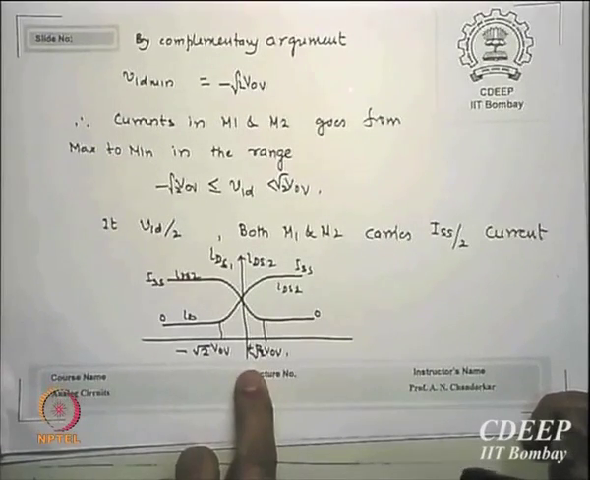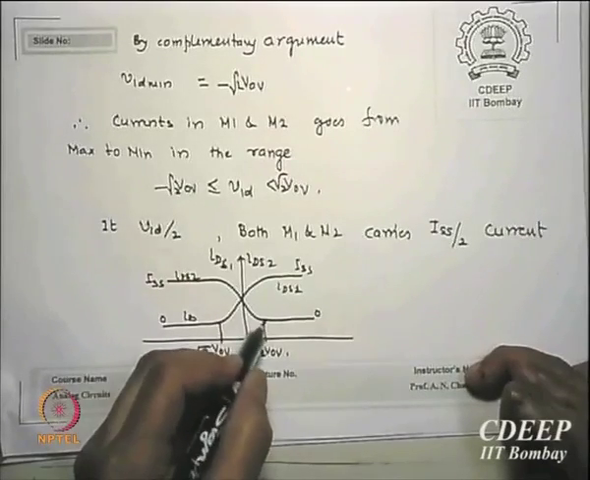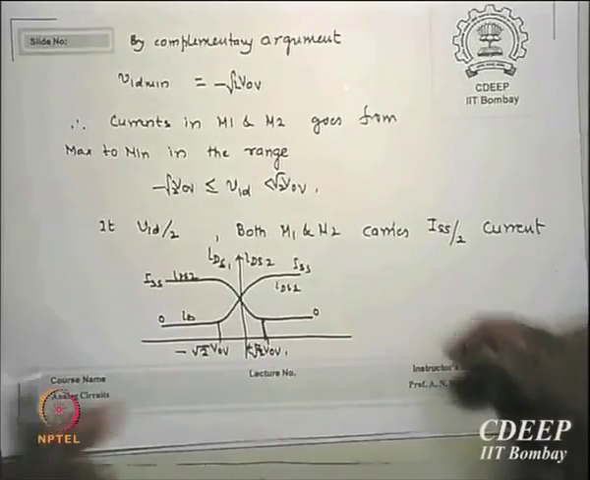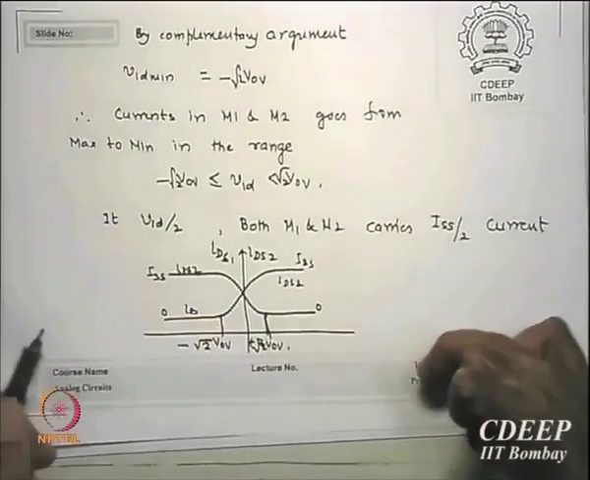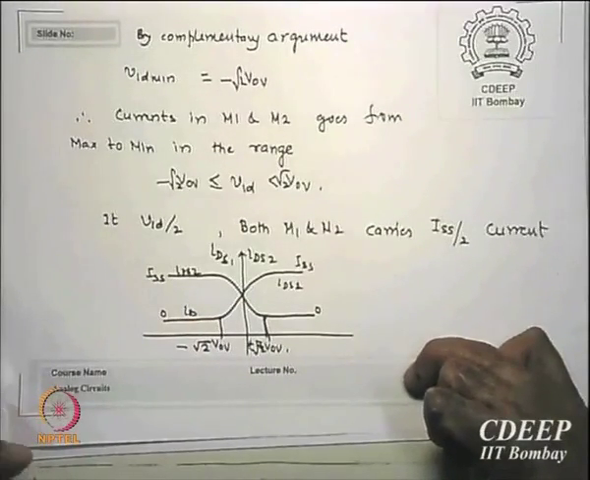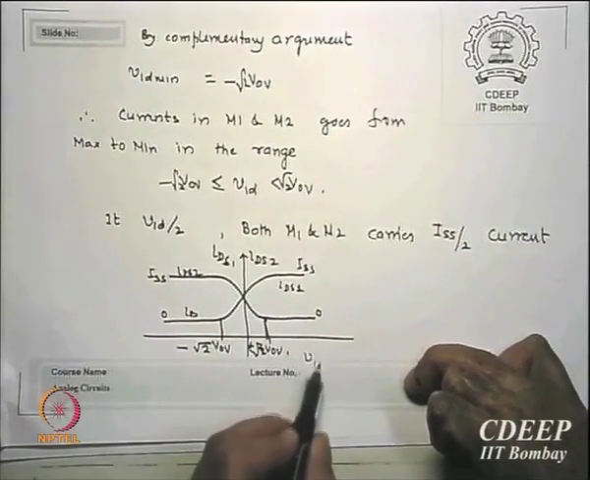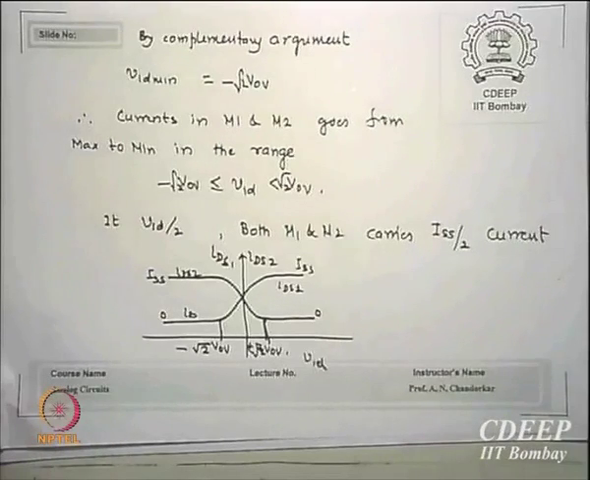This essentially is saying that except for these ranges, currents are not linear. Is that correct? Currents are not linear except for these ranges. So only if the input VID stays between minus root 2 VOV and plus root 2 VOV is amplification in linear mode, is linearity, possible. So there is a limit of input even for the differential signal. Is that point clear? Earlier, which one did I tell you?